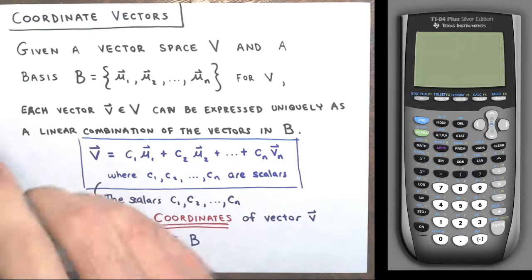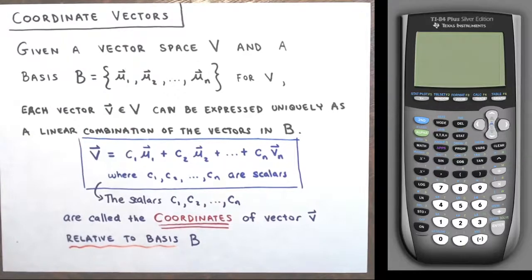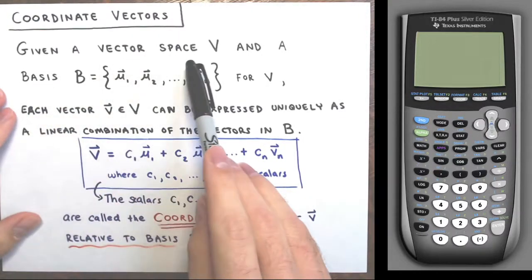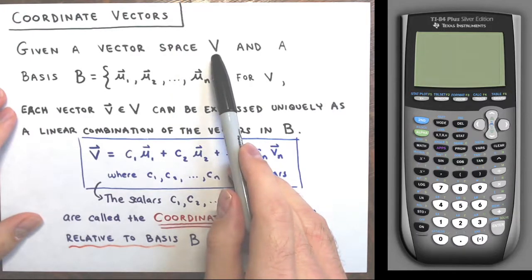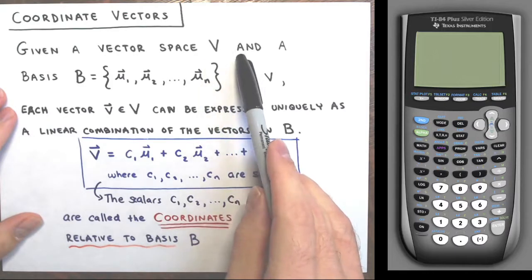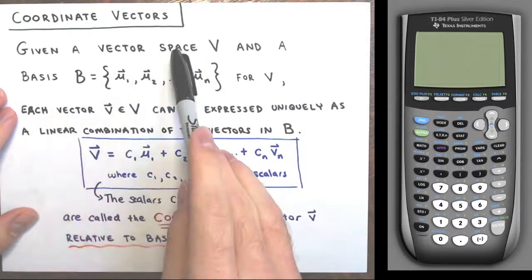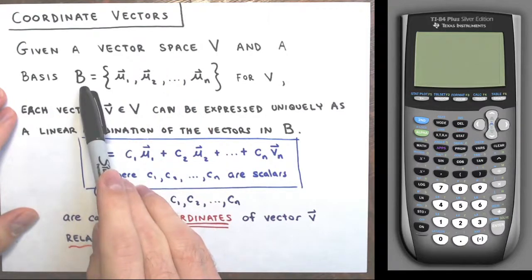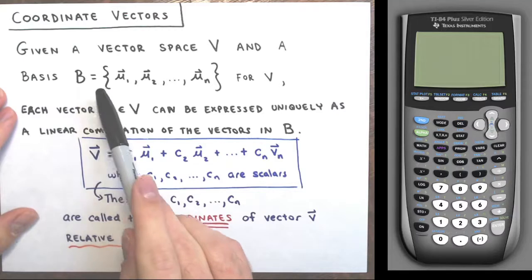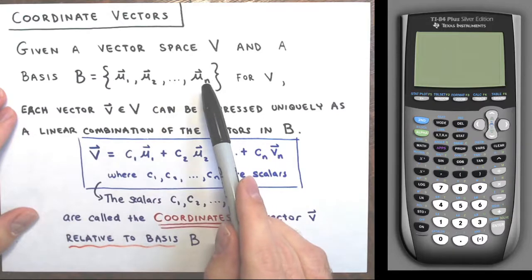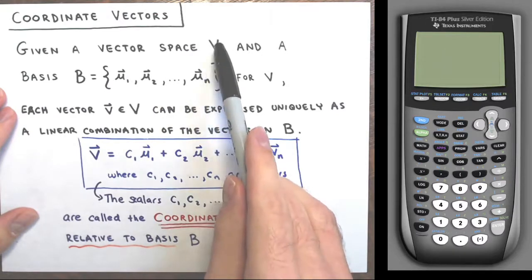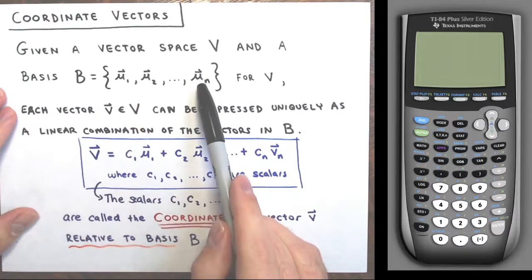So here I have a page on coordinate vectors. Suppose we're given a vector space V. It could be Euclidean space, or spaces of polynomials of degree 3 or less, or 4 or less, or whatever, or just spaces of matrices. And a basis for that vector space, I'm calling it B here. Say this basis contains vectors u1, u2, u3, all the way up to un. So the dimension of the vector space would be n.